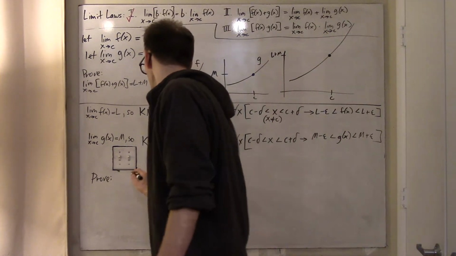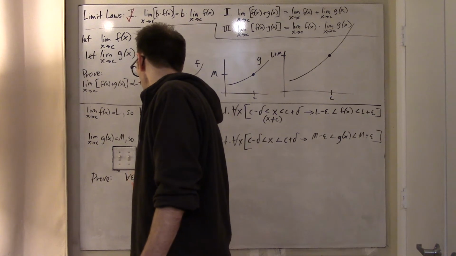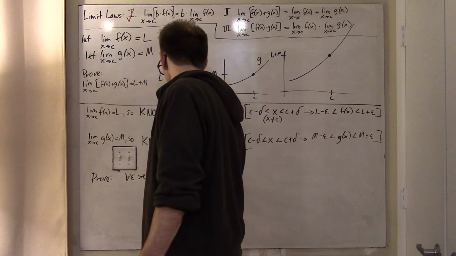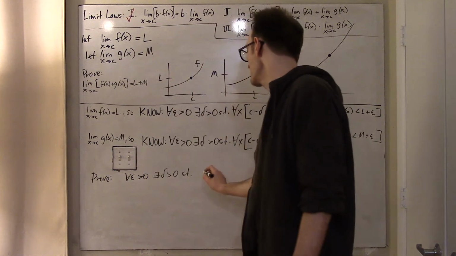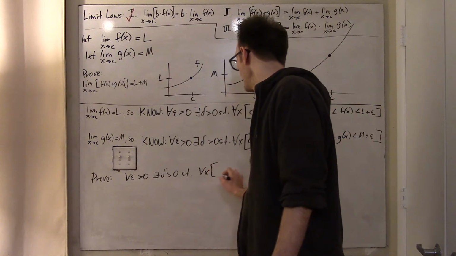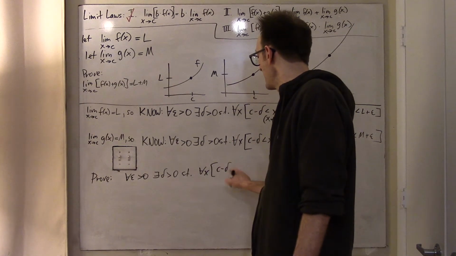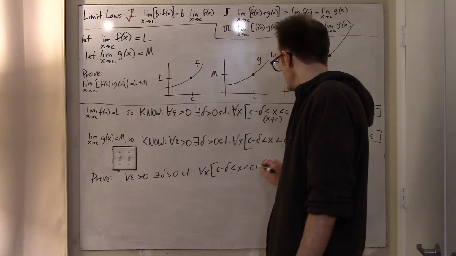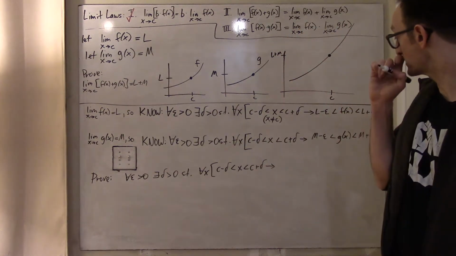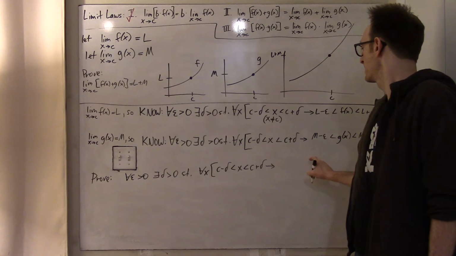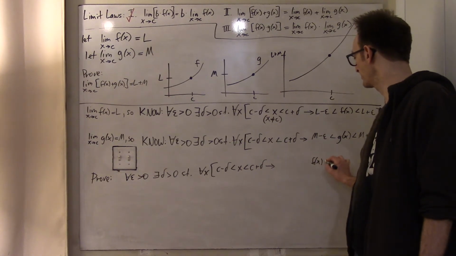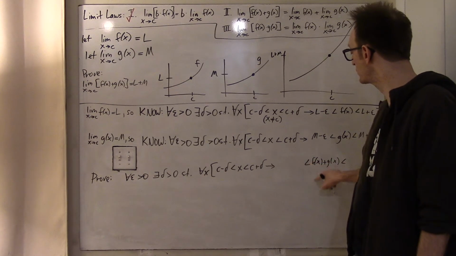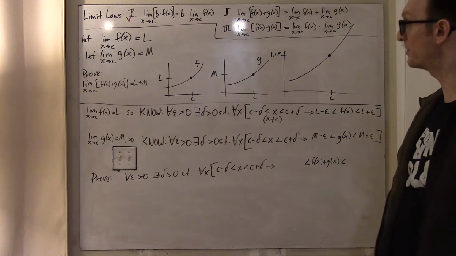What I need to show is that for all epsilon greater than 0, there exists a delta greater than 0 such that for all x, and now I need to figure out how far away from x I can stray this time so that the f plus g function is not too far away from the limit.